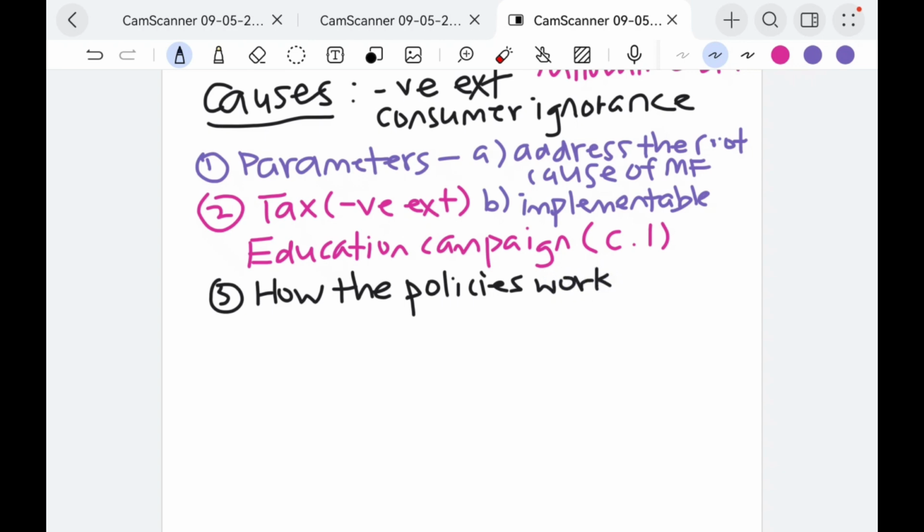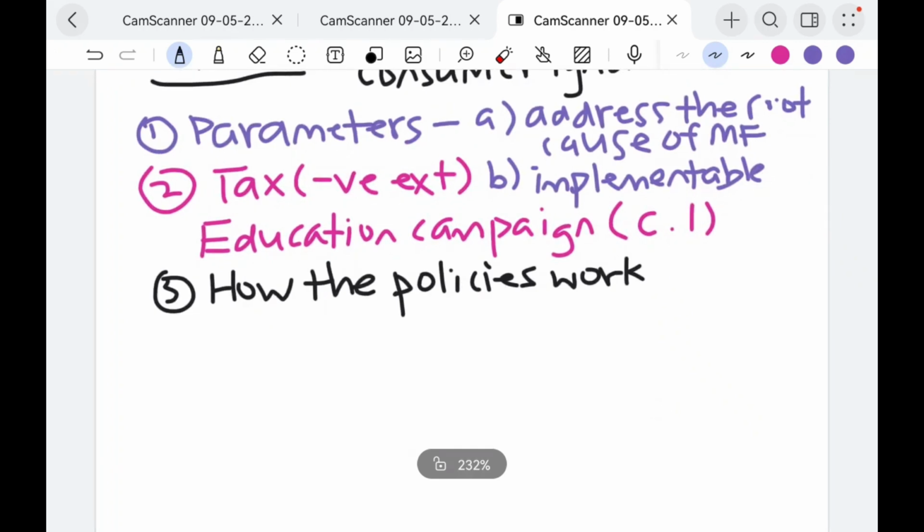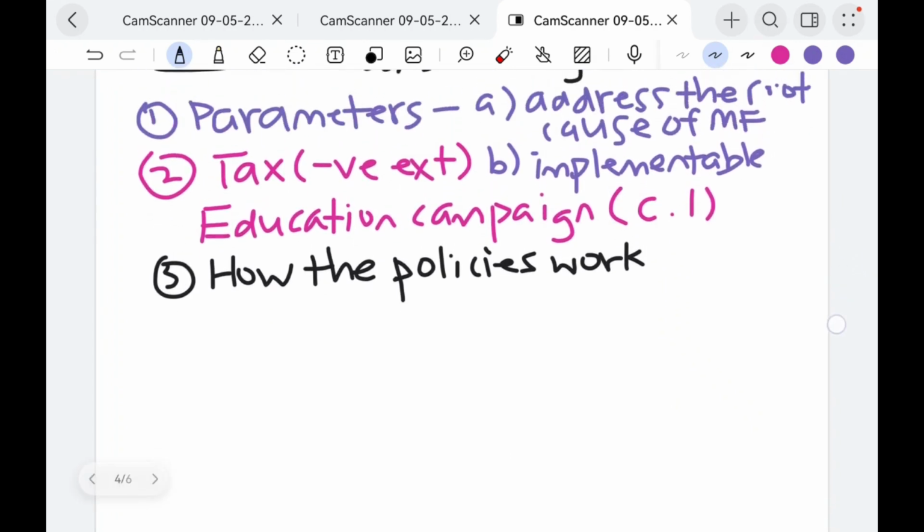Okay, so this one I will skip because it is quite straightforward, but I want to focus more on how you evaluate the two policies against the parameters that we mentioned earlier. So do they address the root cause of the market failure, and is it implementable? So let's look at the tax and education campaign, do they fulfill or not? So step 4 is our evaluation.